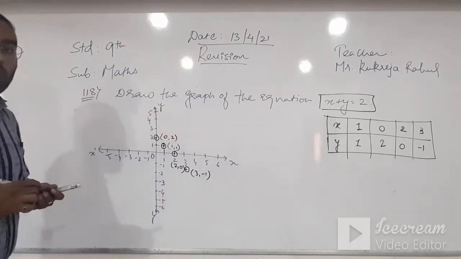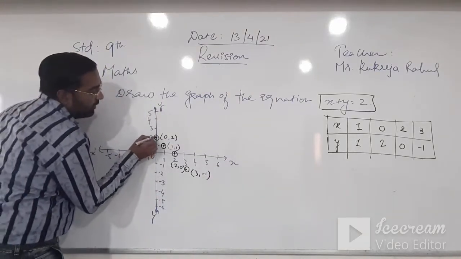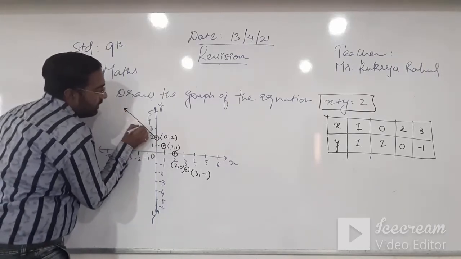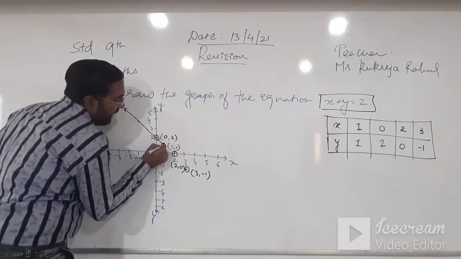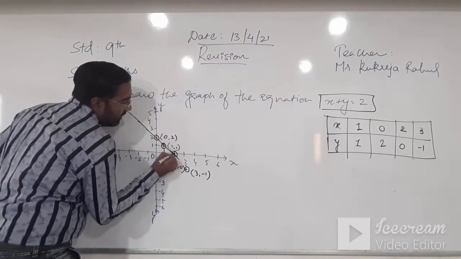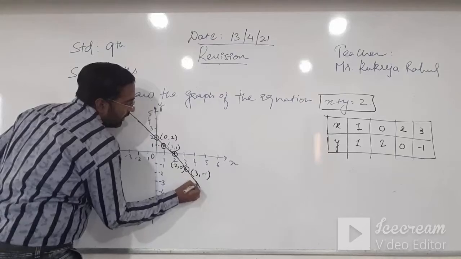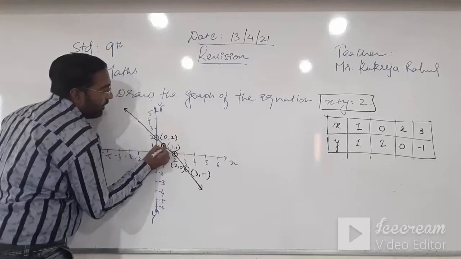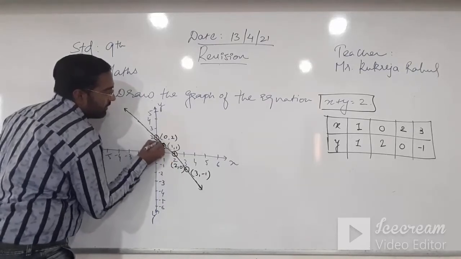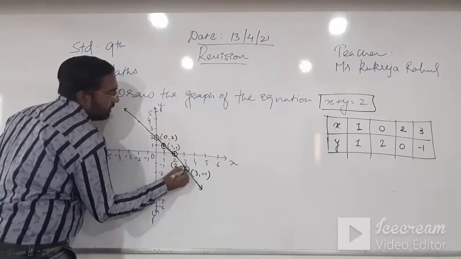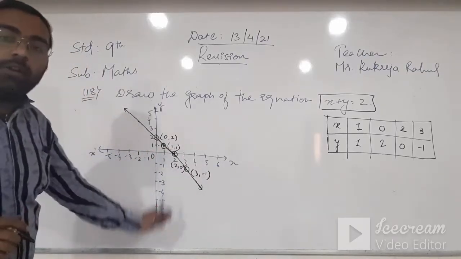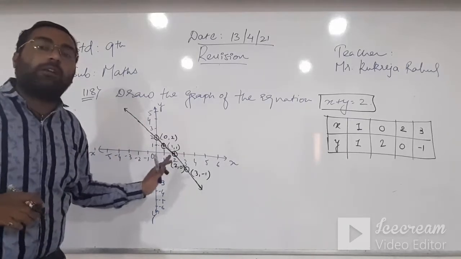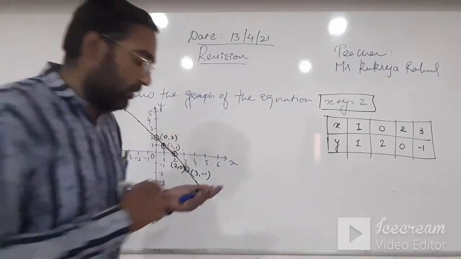So now join all the points. Draw a line that joins all these points. So this is your final graph of the equation. It forms a straight line. If you join all these points here, it forms this straight line. If it does not form a straight line, then your answer will be wrong.